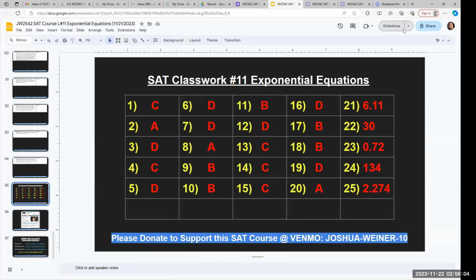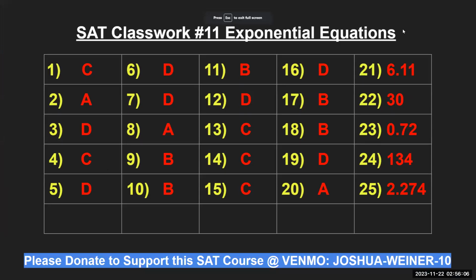So let's go over that one more time. SAT classwork 11. 1 was C, 2 was A, 3 was D, 4 was C, 5 was D, 6 was D, 7 was D, 8 was A, 9 was B, 10 was B, 11 was B, 12 was D, 13 C, 14 C, 15 C, 16 D, 17 B, 18 B, 19 D, and 20 was A. 21 was 6.11, 22 30, 23.72, 24 134, and 25 was 2.274.